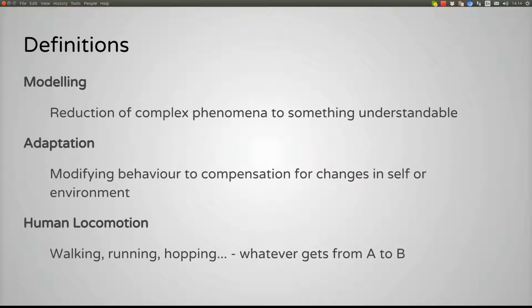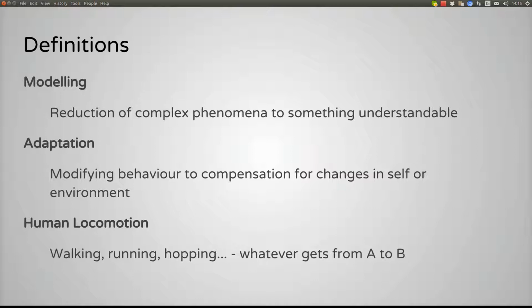So, just decoding the title of the talk. When we're referring to modeling, we're trying to take some complex phenomena, which, in the case of locomotion, is extremely complex. But of course we could be referring to any complex phenomena such as the stock market or geological processes. Modeling is the process of reducing those down to something which I consider to be understandable, which might mean in some form which is easier to make judgments or decisions.